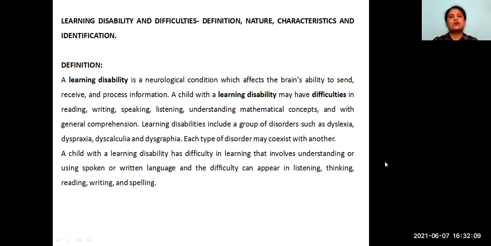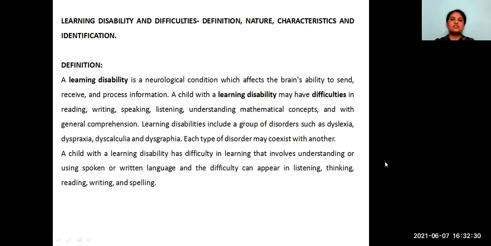Now, let's talk about children with learning disabilities. Learning disability and difficulties: definition, nature, characteristics, and identification. So, when we say learning disability, a child with learning disability, it's a neurological condition which affects the brain's ability to send, receive, and process information.